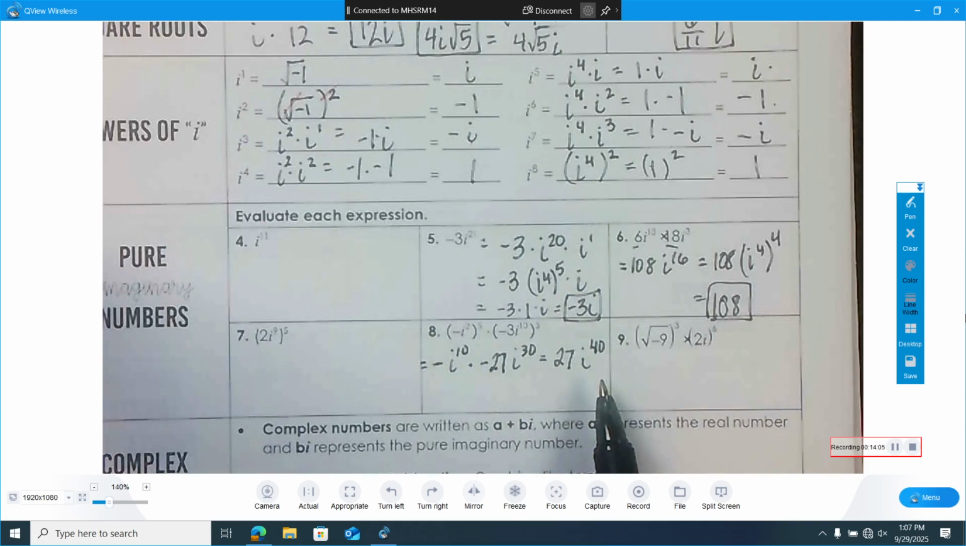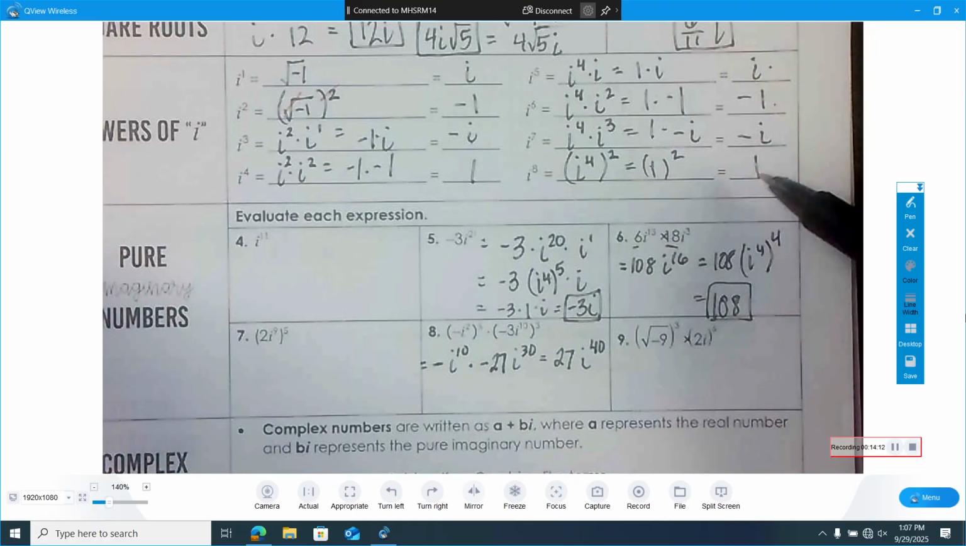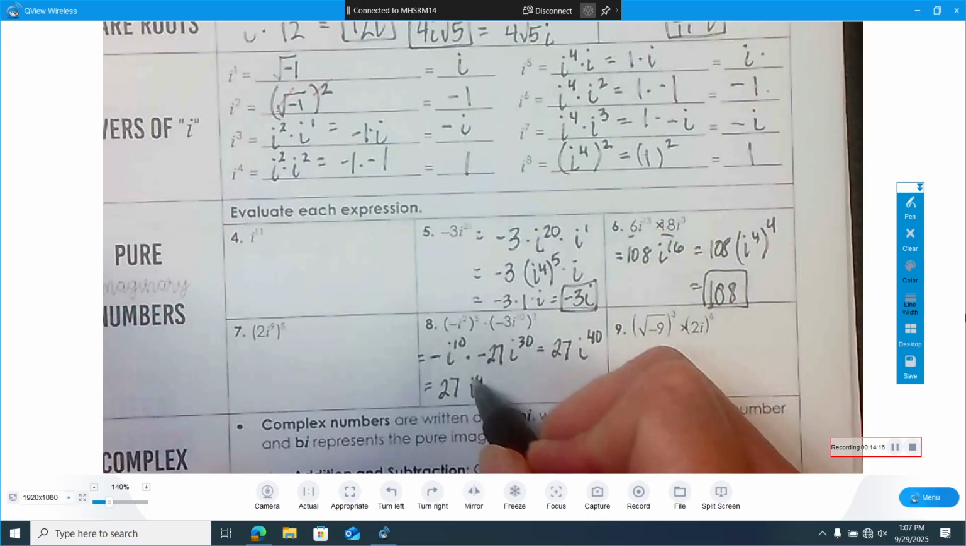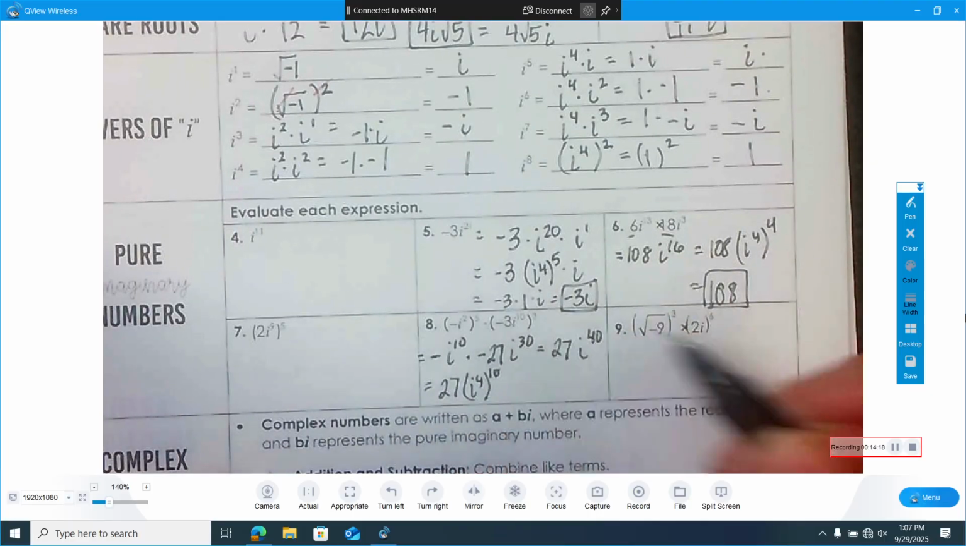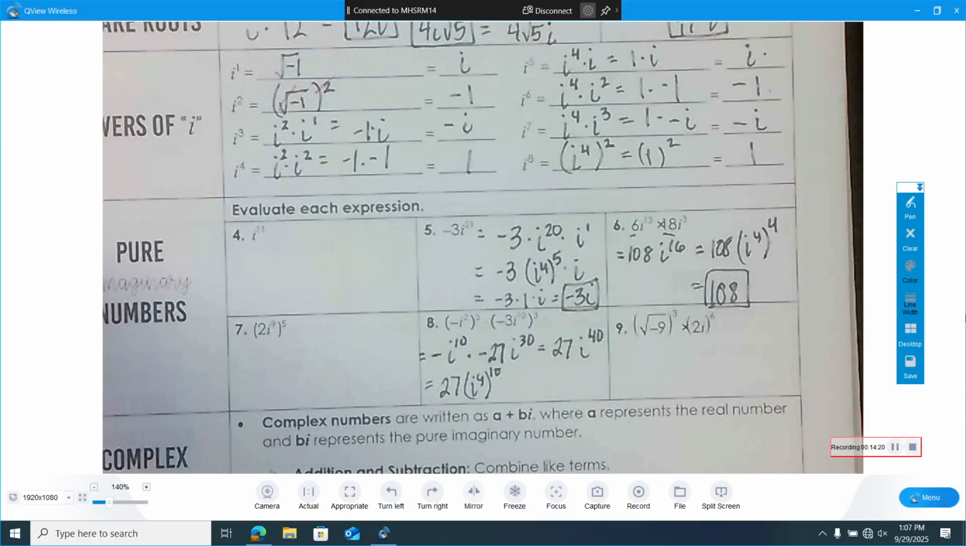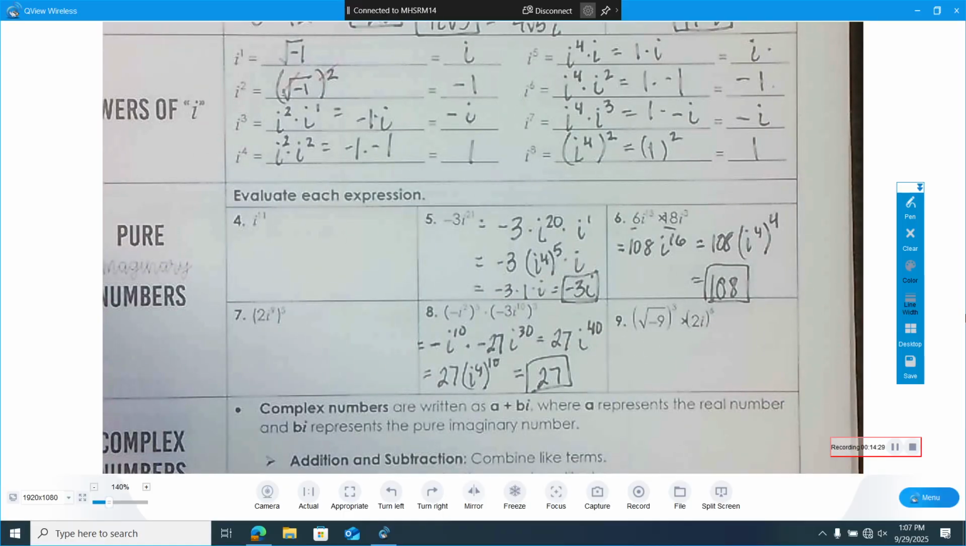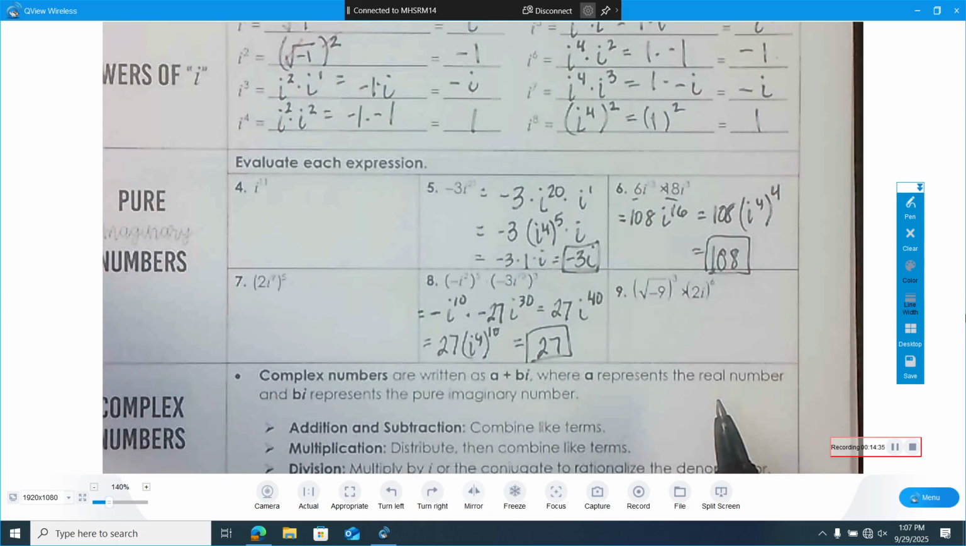And of course, 40 is a pretty easy multiple of 4, right? If you're thinking long about it, I'd say it's i to the 4th copied 10 times. But of course, i to the 4th is just 1. So what's our answer? 27. Yes. That's what you meant, right? All right. Good.